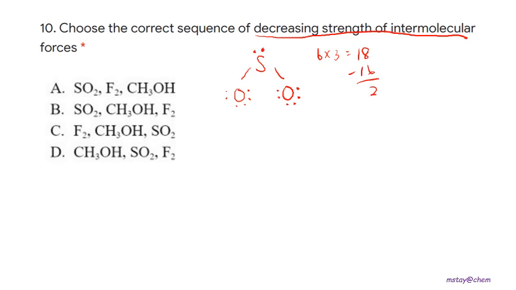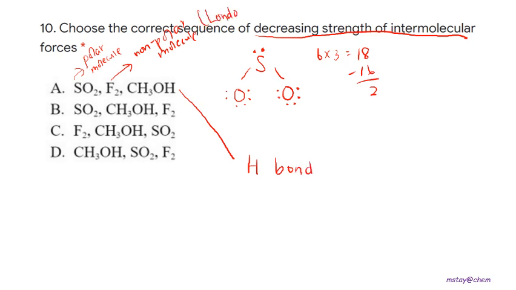So a compound with a lone pair of electrons, we consider it a polar molecule. While fluorine is a non-polar molecule. And then CH3OH is a polar molecule and it has hydrogen bonds. So a non-polar molecule only has London forces. And then SO2, even though it is a polar molecule, cannot form hydrogen bonds. So the most significant intermolecular force is dipole-dipole.